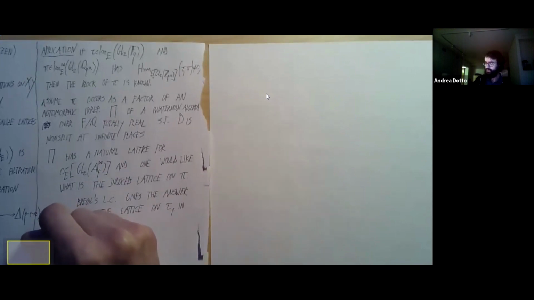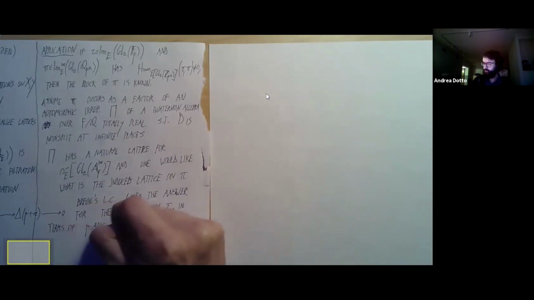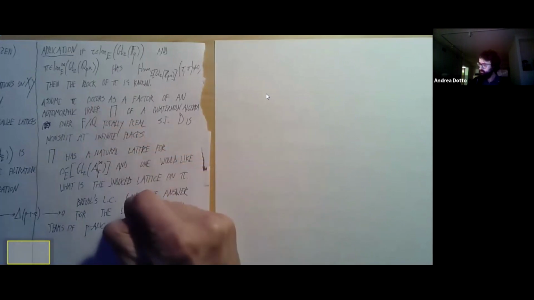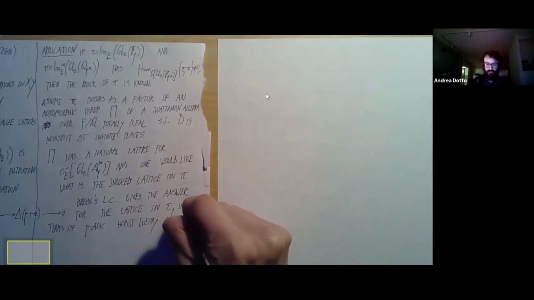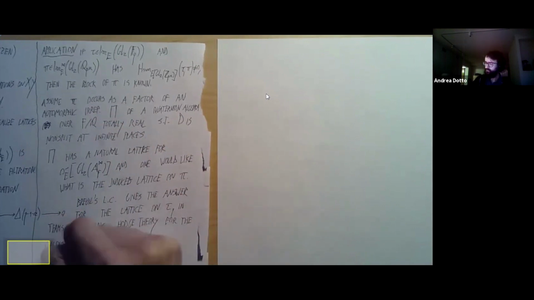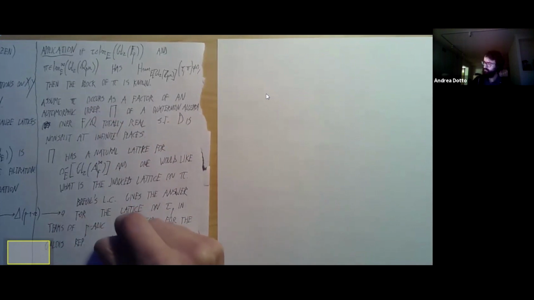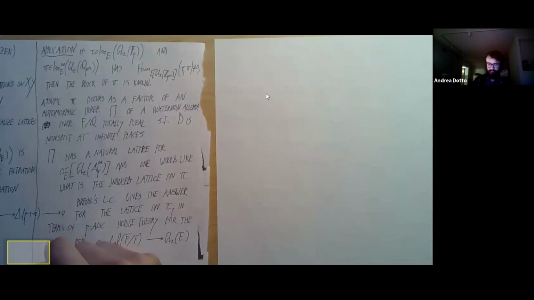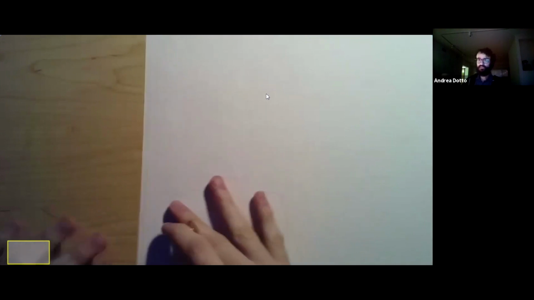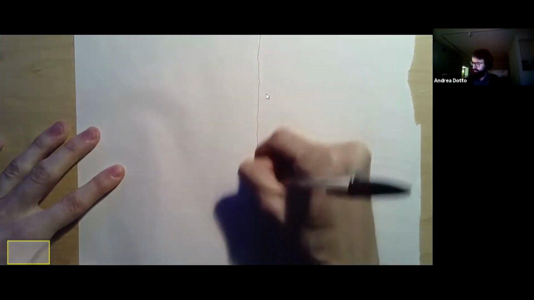So the answer is given in terms of p-adic Hodge theory for the restriction of the associated global Galois representation of pi, GL2 over E, restricted at P. And this is the last thing I am going to say, is that a main ingredient.